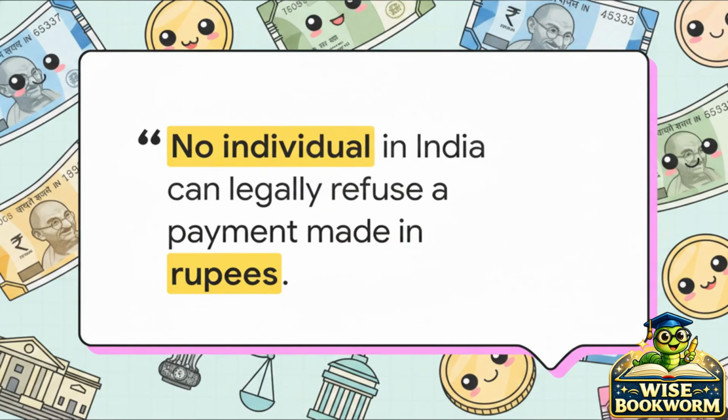So, unlike gold or silver, modern currency has absolutely no intrinsic use. Like we said earlier, you can't eat it, you can't build a house out of it. So why does it work? Well, it relies entirely on trust and authority. In India, the Reserve Bank issues currency on behalf of the central government, officially making the rupee a legal medium of payment.